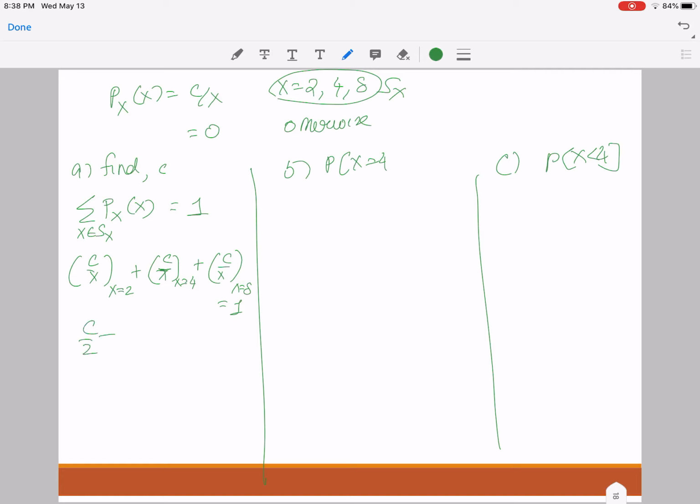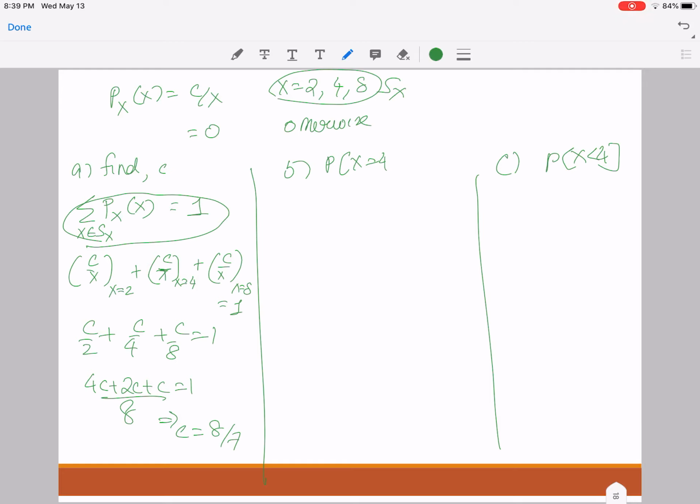So essentially C over 2 plus C over 4 plus C over 8 will give me a value equal to 1, which means that I get the value of C as 8 over 7. So whenever you have hidden constants in your probability mass function and you would like to find them, you should use this principle that the summation of the probability mass function for all the values of X in the sample space is going to be equal to 1. That's going to give you an equation, and you have just one unknown, your hidden constant in your probability mass function, and you can find it.